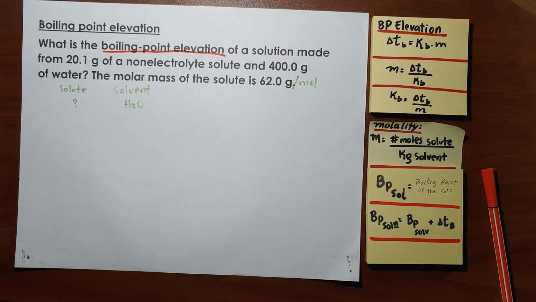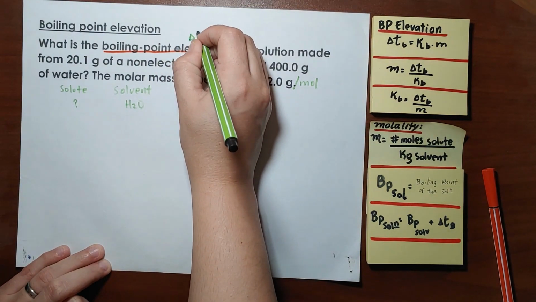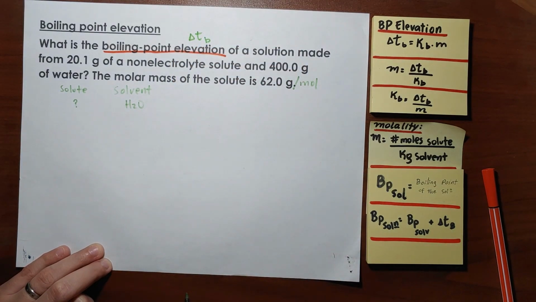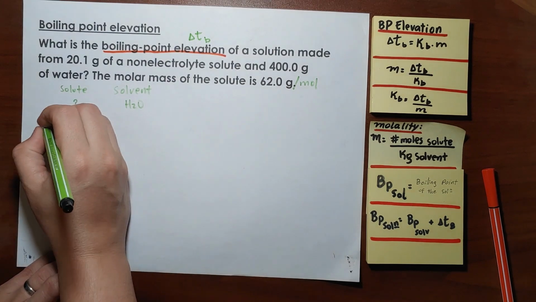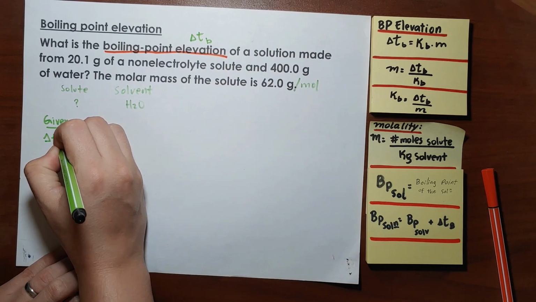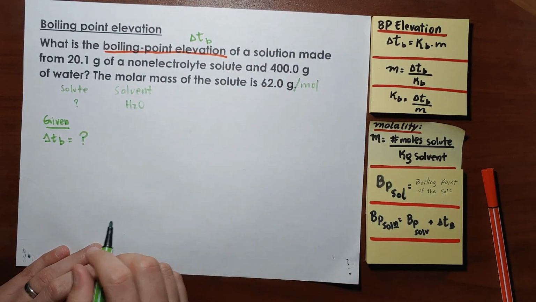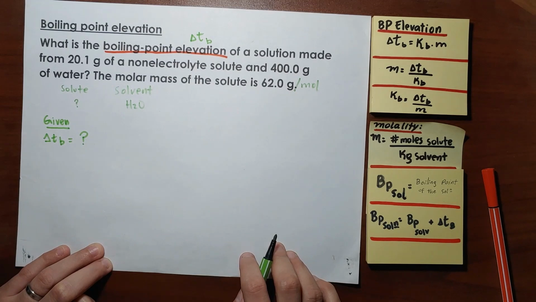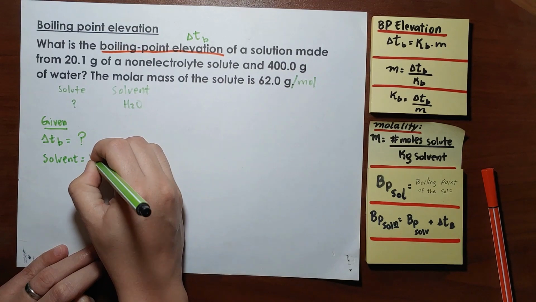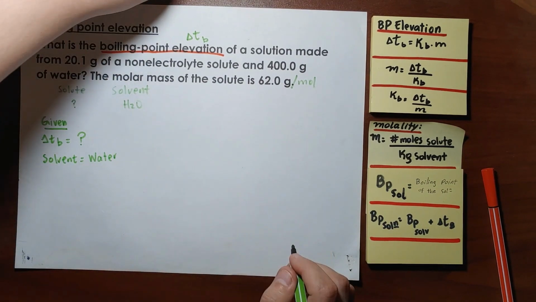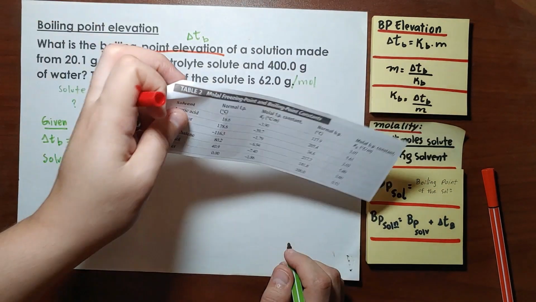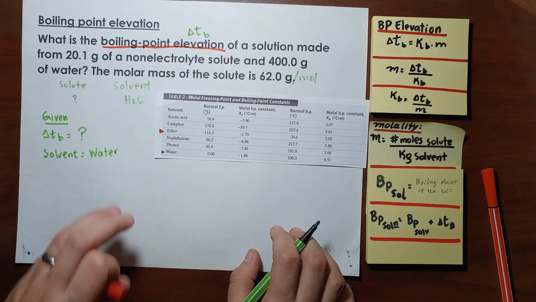They're asking me to find boiling point elevation. Boiling point elevation is delta TB. So the unknown in this problem is delta TB, and we know that the solvent is water. That's important because of the use of our table that is right here. I'm going to place it here.